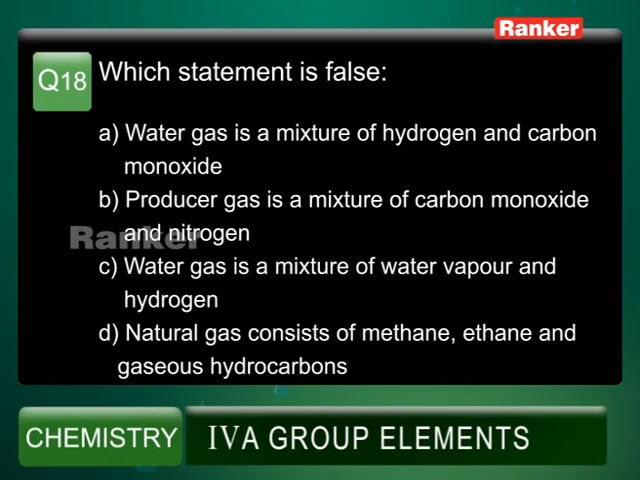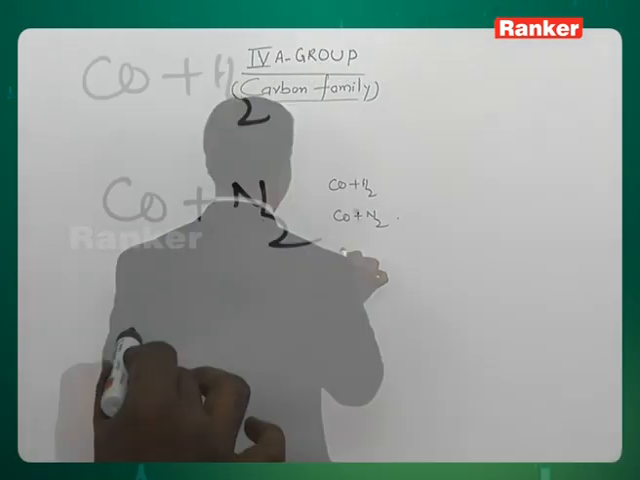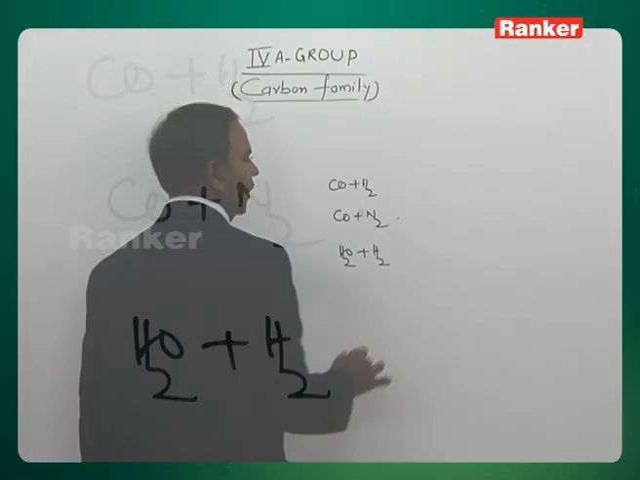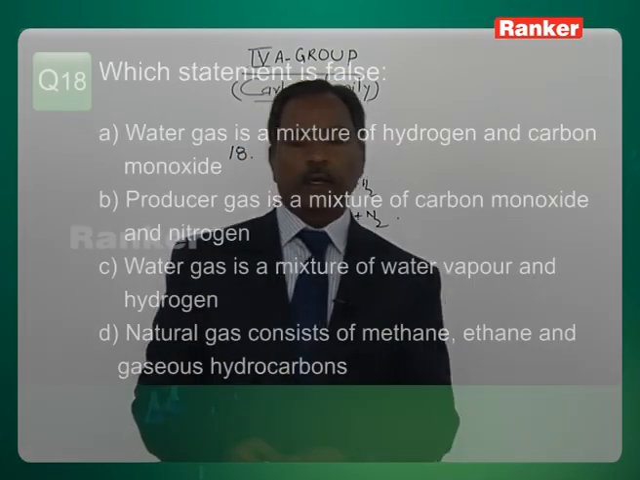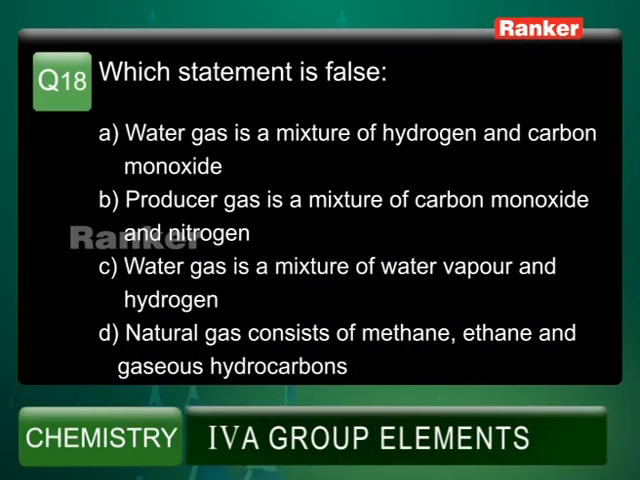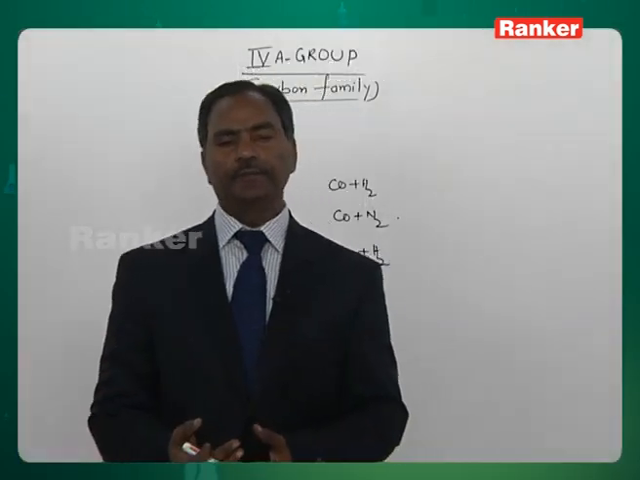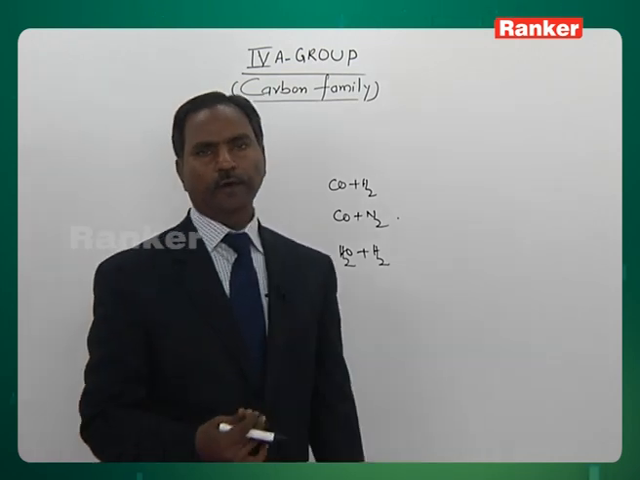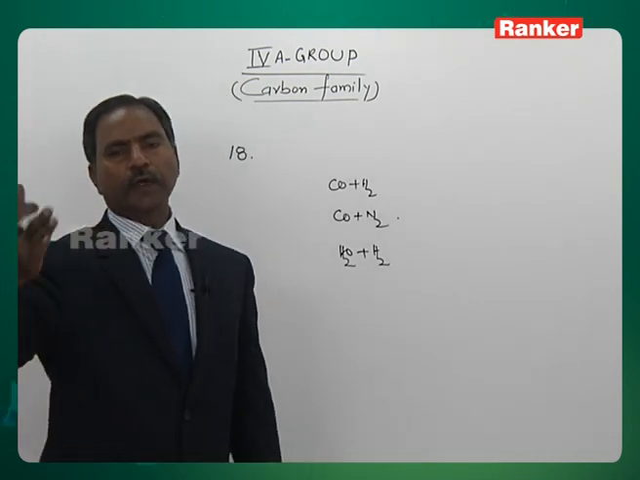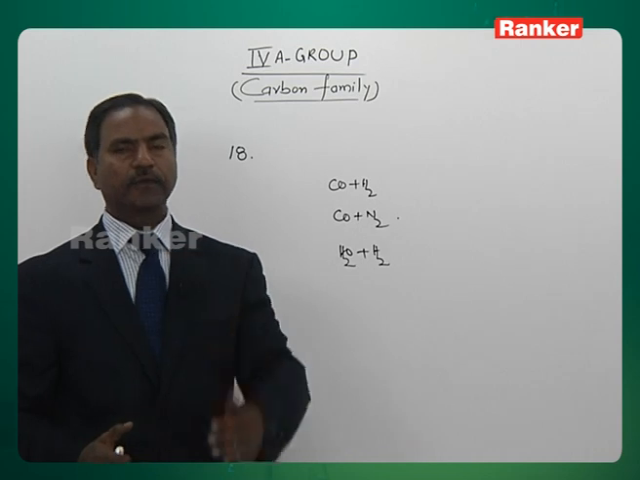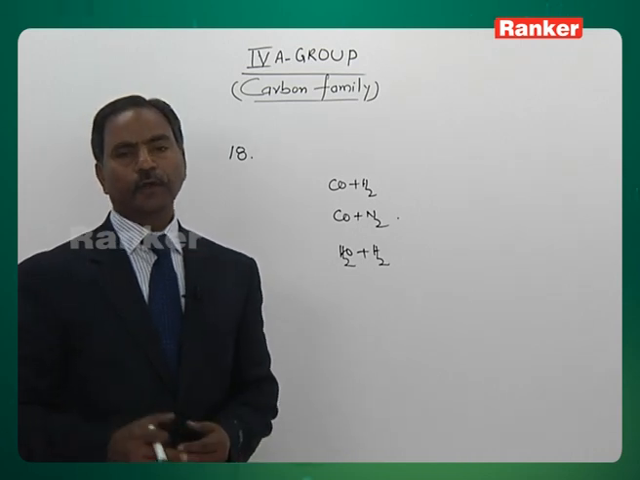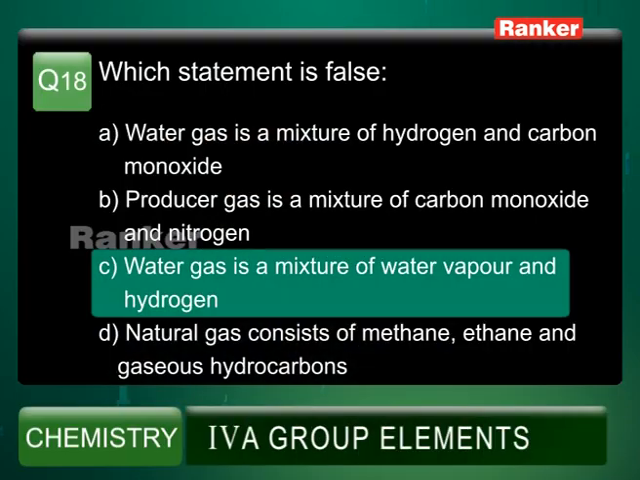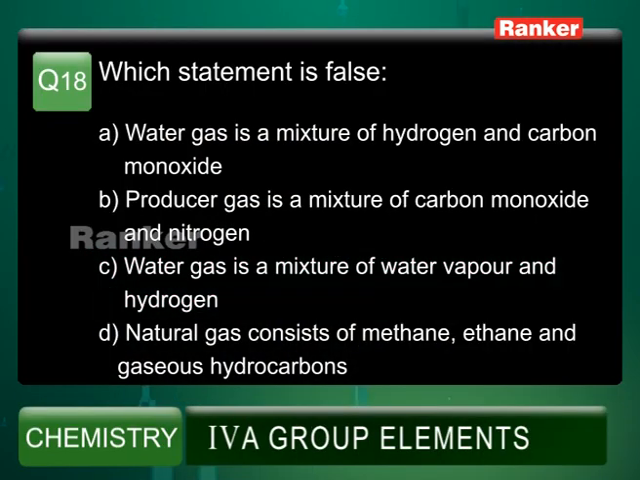C, water gas is a mixture of water vapor and hydrogen. Water vapor means water and H2. D, natural gas consists of methane, ethane, gaseous hydrocarbons. Yes, we agree, natural gas is actually a mixture of hydrocarbons. Then which statement is false? We require the false statement among these. C, water gas is a mixture of water vapor and hydrogen, is not correct. Therefore, question number 18, answer is C.